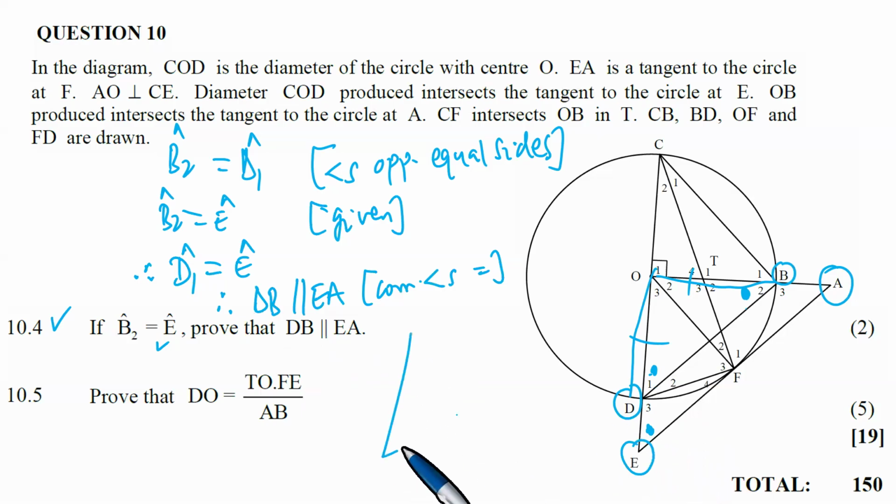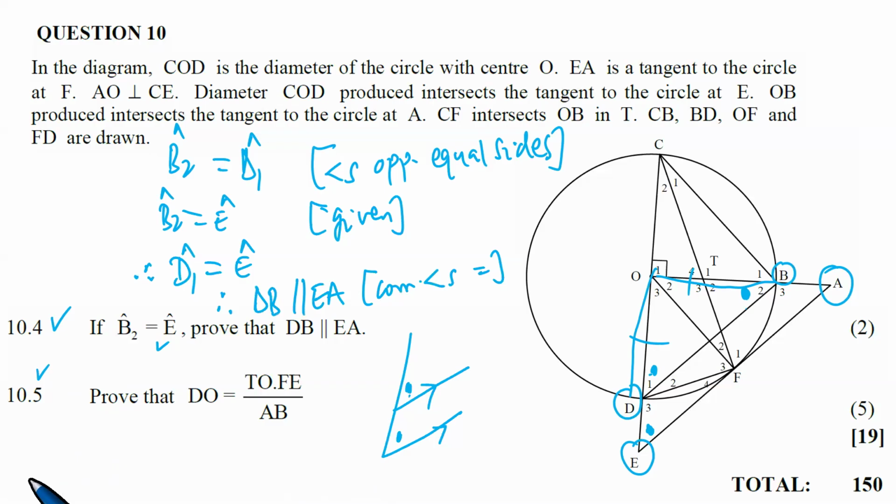And we are back to grade 10 now. If an angle that is sitting here is equal to the angle that is sitting there, then obviously these are corresponding angles, and therefore these lines are parallel. Therefore DB is parallel to EA because the corresponding angles are equal to each other. So now we are interested in proving 10.5.